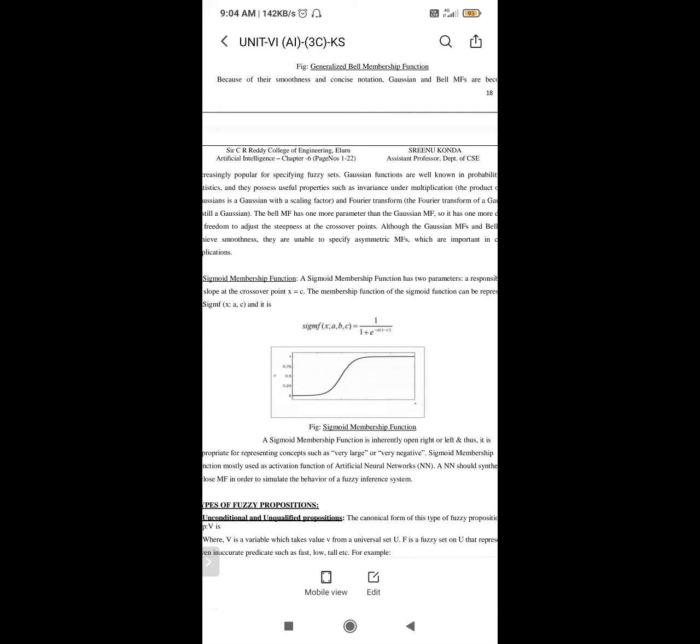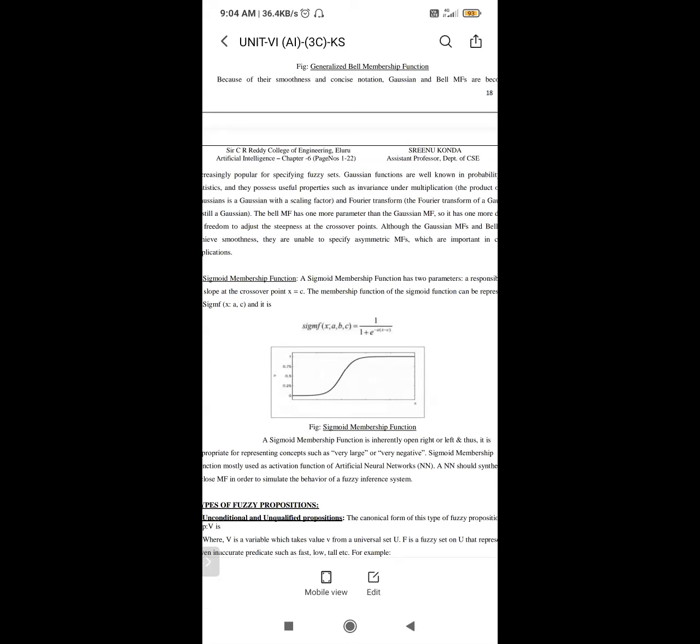Sigmoid function sigmf of x, a, c equals 1 by 1 plus e power minus a of x minus c. Okay, so this is how to draw the sigmoid membership function.